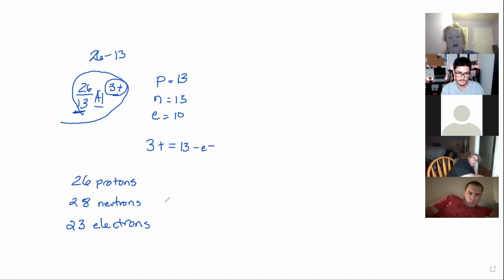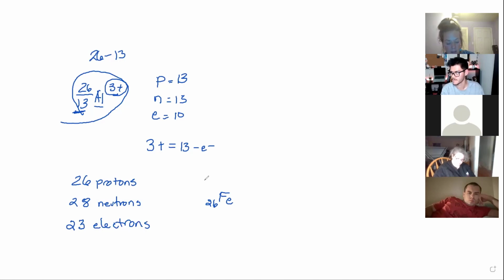Okay, so writing, I would say first off, write the symbol. So what has 26 protons? The only option is iron, right? It's number 26. I could put a 26 down here too. And then I need to put the atomic mass up here. So the mass is going to be the protons plus the neutrons. So 26 plus the 28 will give us 54.